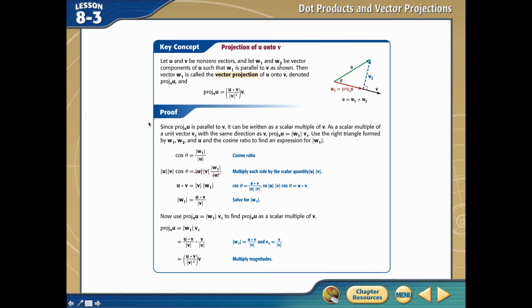Now, the next thing we're going to look at is the projection of one vector, we're going to call it u, onto another vector called v. So over here you have vector u. What does that look like when you project it onto v? When you break u down, you'll have a vector called w1, which is the projection of u on v, and w2.